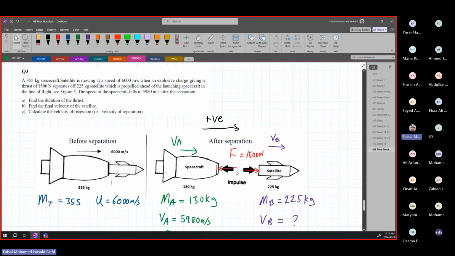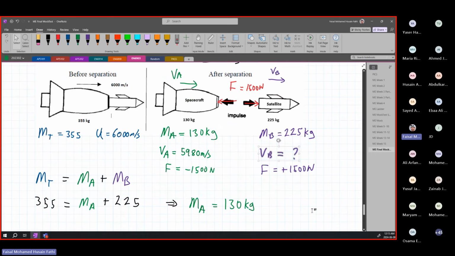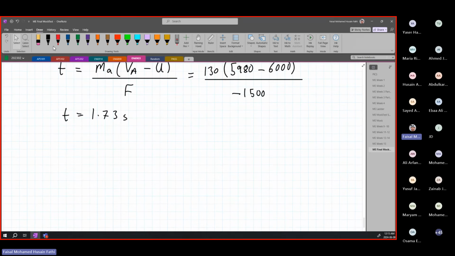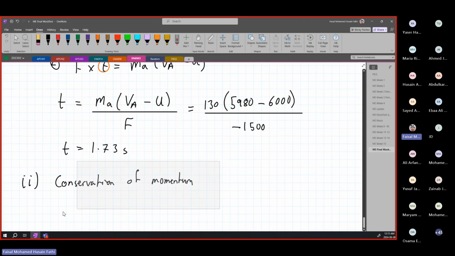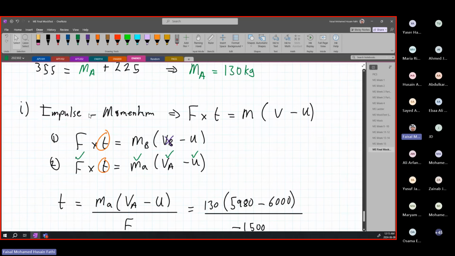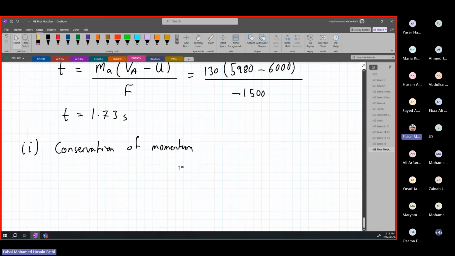Find the final velocity of the satellite, which is VB. Again, very simple. All you're going to be doing is applying your conservation of momentum equation. Actually, there are two ways to solve this. You can either use the conservation of momentum or you can use your impulse momentum equation as well. But I prefer using conservation of momentum as it is a much more straightforward concept to apply in my case, but they're both correct, all right?